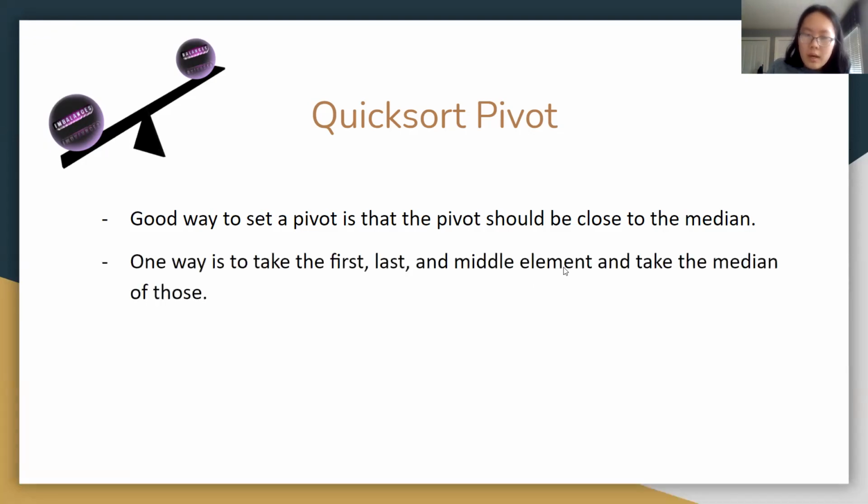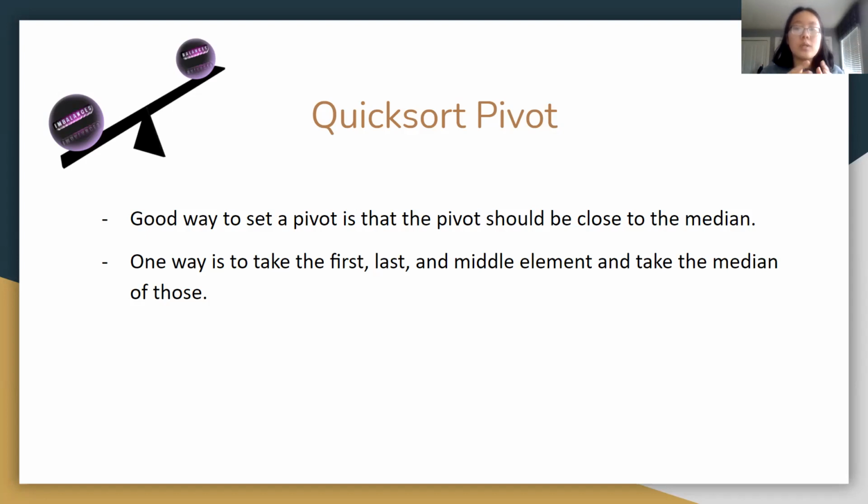And a good way to do that is to take the first element of the unsorted array, the last element of the array, and the middle element of the array. And then essentially we compare those 3 elements that we picked out and find the median of them. So whichever one has a middle value that is between the other 2, we choose that one as the pivot, because it's more likely to be the median of your whole array.